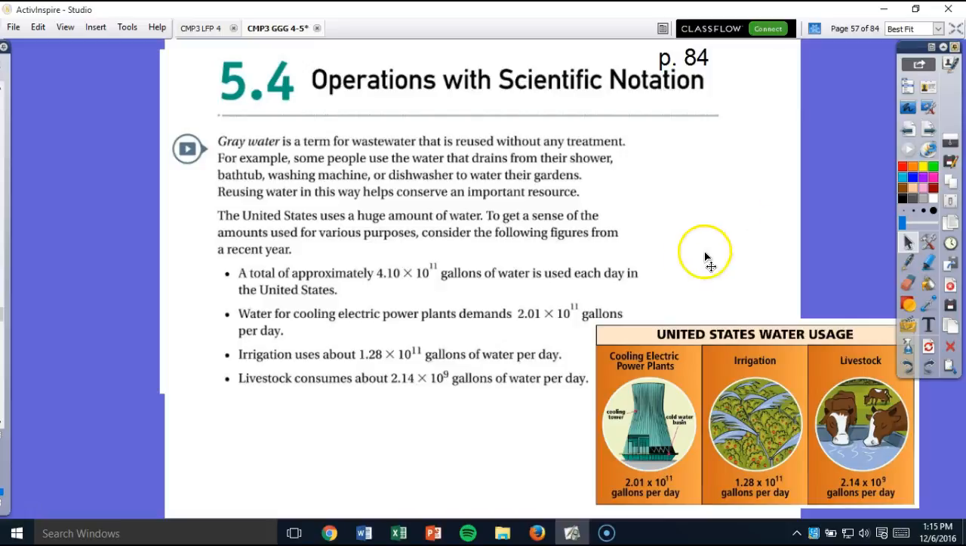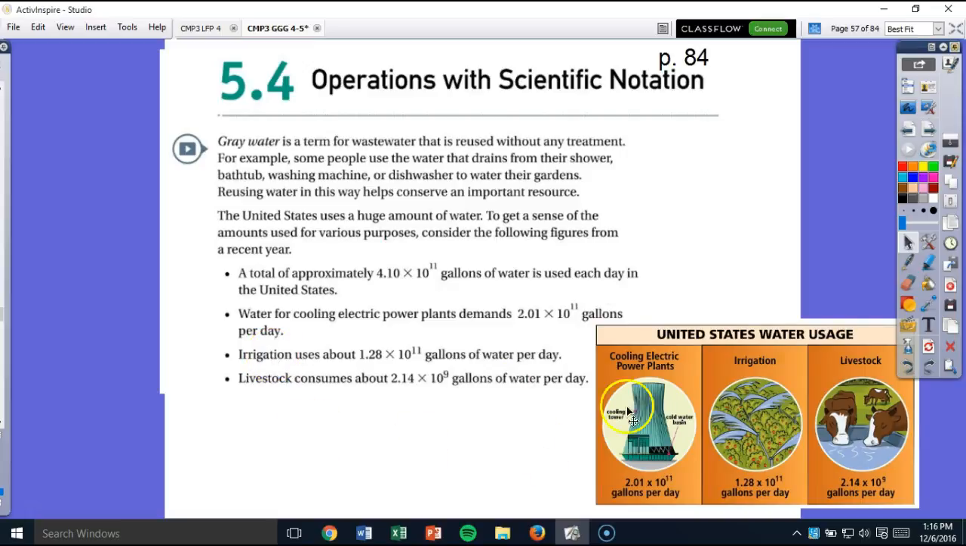But if we get down here into the numbers, we're looking at a total of approximately 4.1 times 10 to the 11th power gallons of water used each day in the U.S. Some of that water is used for cooling electric power plants, and those demands are 2.01 times 10 to the 11th gallons per day. Irrigation uses 1.28 times 10 to the 11th gallons of water per day, and livestock consumes about 2.14 times 10 to the 9th gallons of water per day. So it's a lot of water.